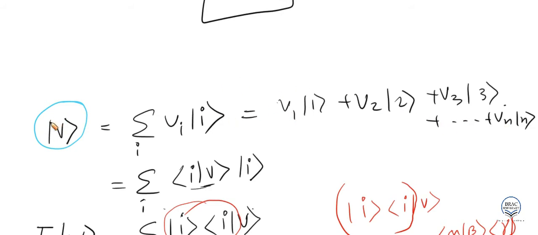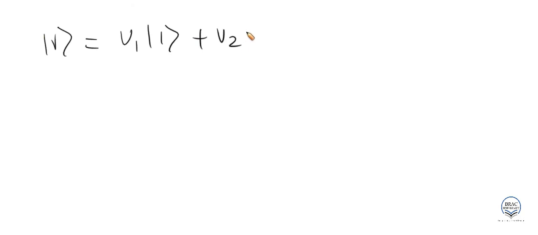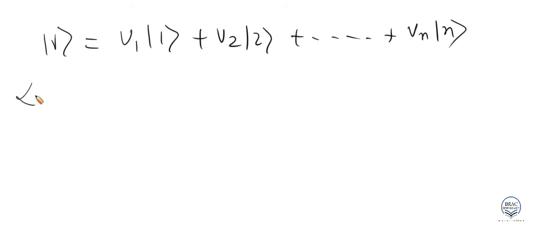And the way to get a component, let me just write this whole thing again quickly: V2|2>, up to Vn|n>. Let's say you want to know the first component, or the second component, or the third component. How do you do that? Let's say I want to know the third component, so this is what I do, and this gives me V3. These |1>, |2>, |3> were my basis vectors. So this inner product is like a projection.